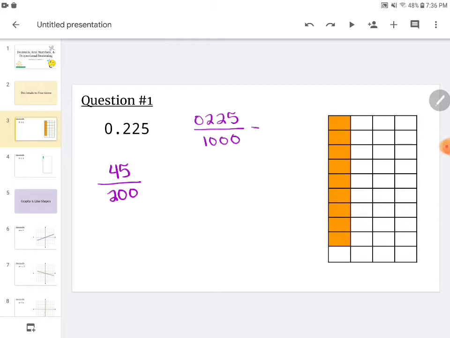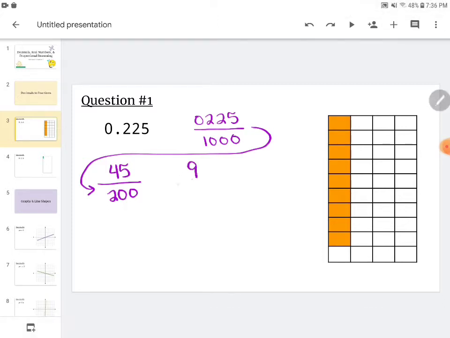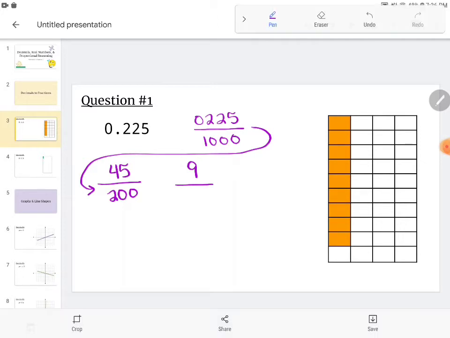Well, our fraction, 45 over 200, is still not quite small enough. It can still be broken down. 45 and 200 are both divisible by 5 again. So we're going to do 45 divided by 5, and we'll get the number 9 over 200 divided by 5, which will be 40.